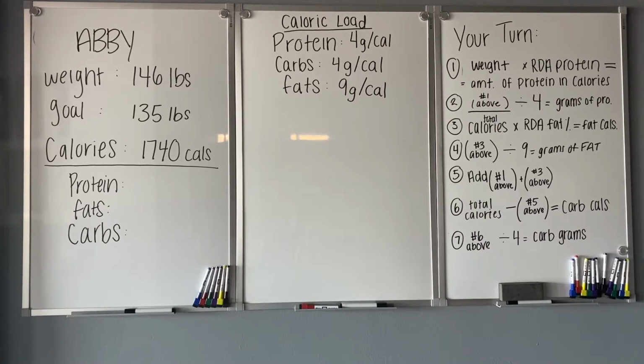Just a reminder on the middle board, okay, each macronutrient carries a different caloric load. So we know from earlier that protein is 4 calories per gram, carbohydrates are also 4 calories per gram, and our fats are 9 calories per gram. On the right side, I've written out the application and overall equations for you to figure out your numbers, but we'll go through this as an example first.